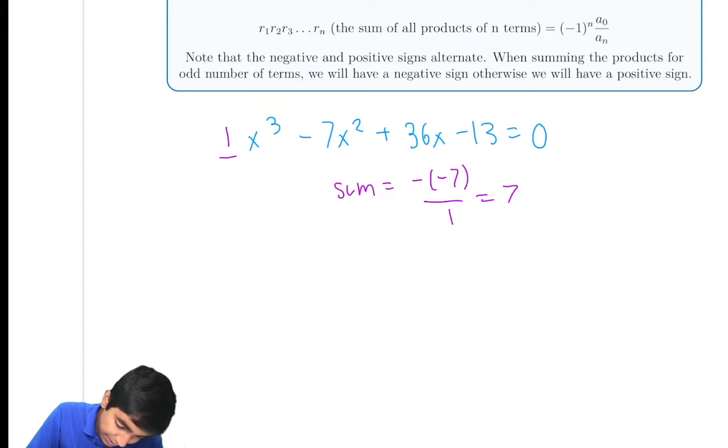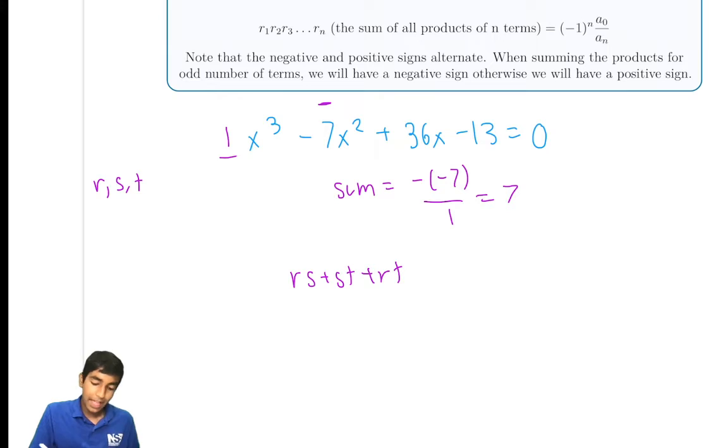And the reason we have a negative here. Now what we do is to get the sum of, if the roots of this polynomial are r, s, and t, then rs plus st plus rt would be equal to positive 36 over the coefficient, which is just 1 in this case. It's not always 1, just in this case, because it's a monic polynomial, coefficient of 1 for x cubed.